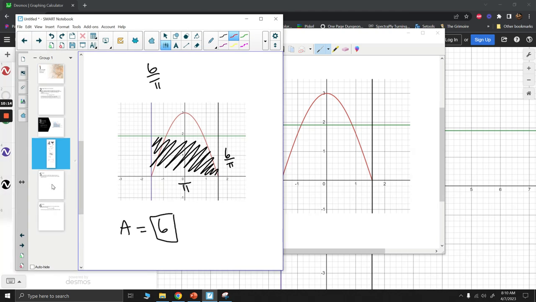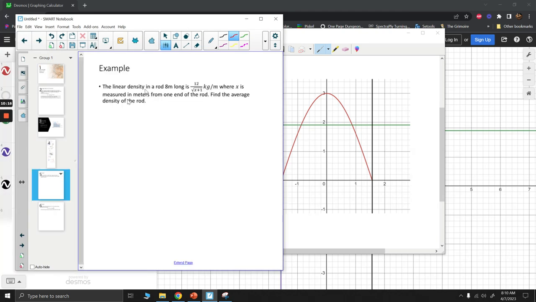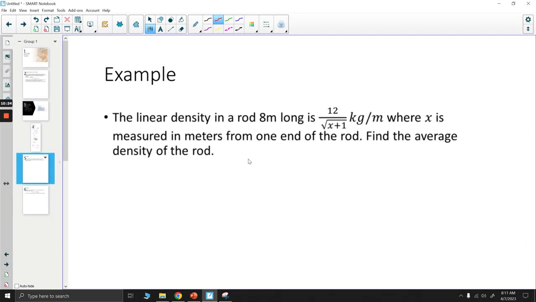So what value does that have? Well, let's talk about some uses for it. So first of all, the linear density of a rod, 8 meters long, is 12 over the square root of x plus 1 kilograms per meter, where x is measured in meters from one end of the rod. Find the average density of the rod. So if we can describe the linear density of some object in some function, then we can find this average density.